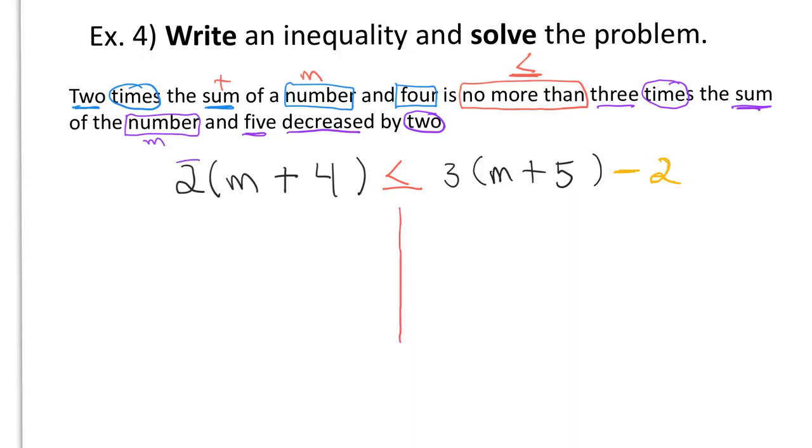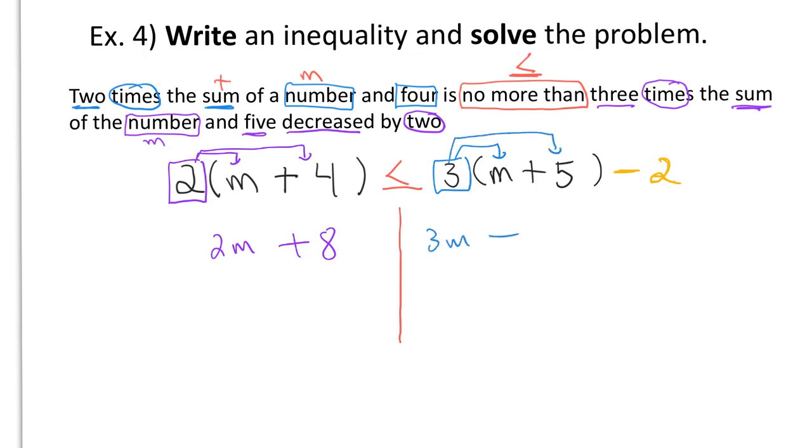On the left side, I'm going to distribute this 2 times the m. That's 2m. Multiply the 2 times the 4. That's 8 over here. On the other side, I multiply the 3 times the m, 3m. And I multiply the 3 times the 5. That's a 15. And this number, minus 2, is not inside of the parentheses. So you bring it down. So I'm going to put a minus 2 right there. I do have like terms on the right side, the 15 and the minus 2 here. So I'm going to combine. So I have 3m and plus 13. 15 minus 2 is 13.